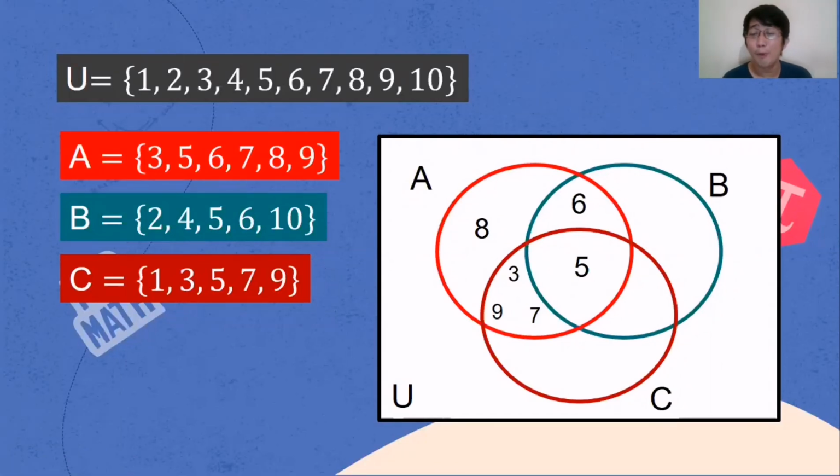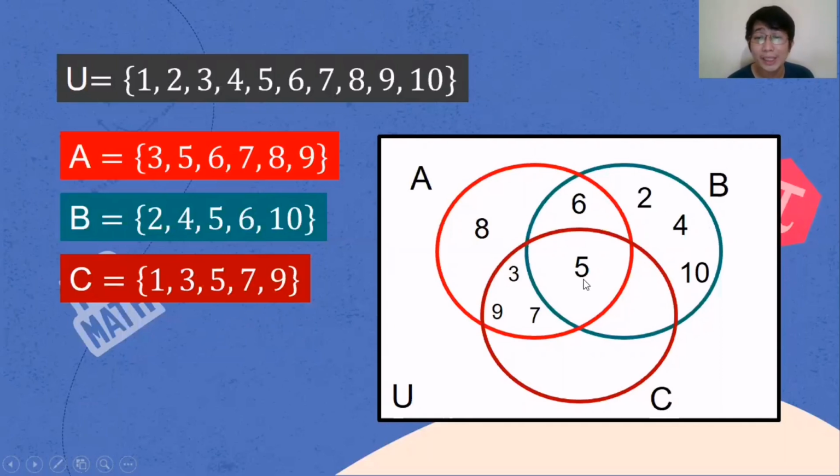Next, let's try to focus on set B. Anong meron si set B, hindi mo makita kay set A and set C, and we will be putting on this part. At elements, meron si B na wala kay A at C. First one, that is 2. Meron si B, wala si A, wala si C. 4, meron si B, wala si A, wala si C. 10, meron si set B, wala si set A, wala si set C. That's why this will be the answer.